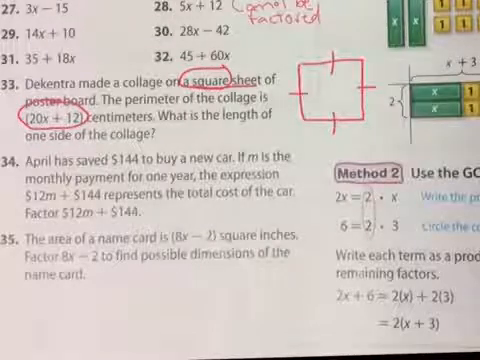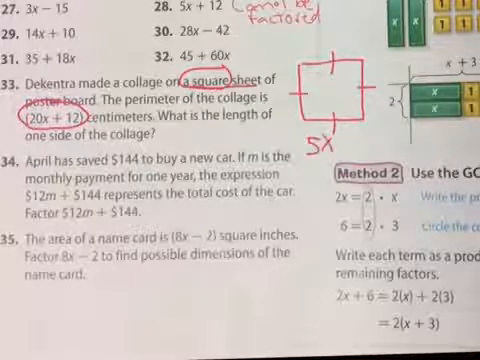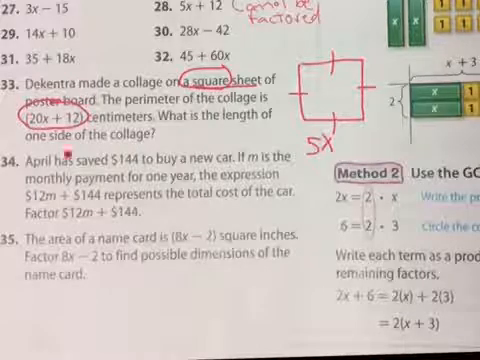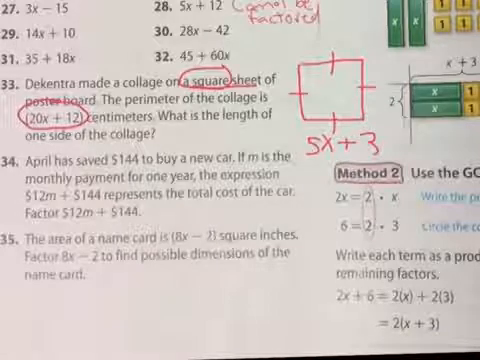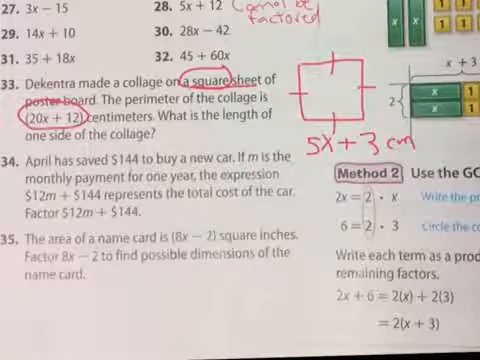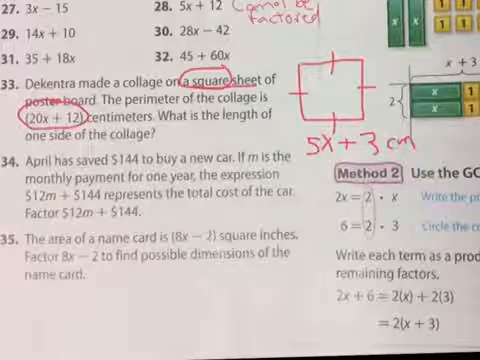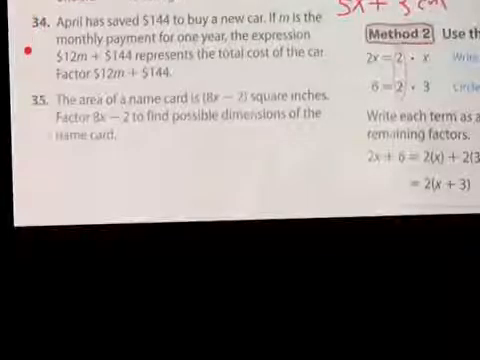Well, if I divide 20x divided by 4, I'm going to get 5x, correct? And if I divide the 12 by 4, I'm going to have 3. So it looks to me like this is going to be the length for each side in centimeters. Because it's a square, don't forget. That's the tricky part. It's a square, so all sides are equal. So each side is 5x plus 3 centimeters. I just simply divided that by 4. Okay, go ahead and try 34.